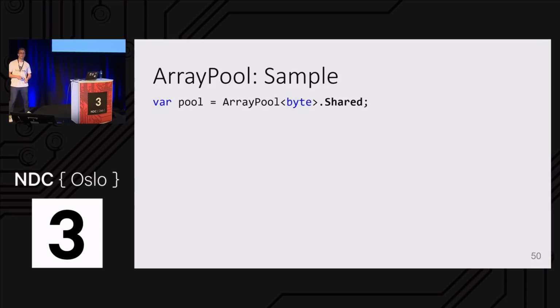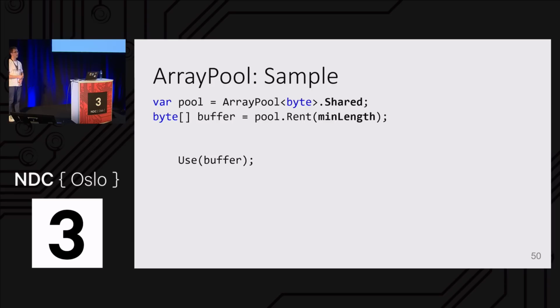First of all, we need to obtain an instance of a pool. We can do this with the Shared property, which returns us a shared pool with default max size. If you want something more, ArrayPool has a Create method, which allows you to create your custom pool. Once you have it, you rent the buffer, and you specify the minimum length. What you get will be most probably bigger than what you have asked for. You just use it like you used it before when you were allocating arrays with new, and after you are done using it, you just return it to the pool.